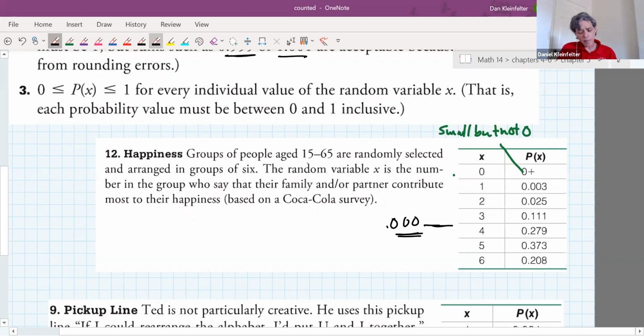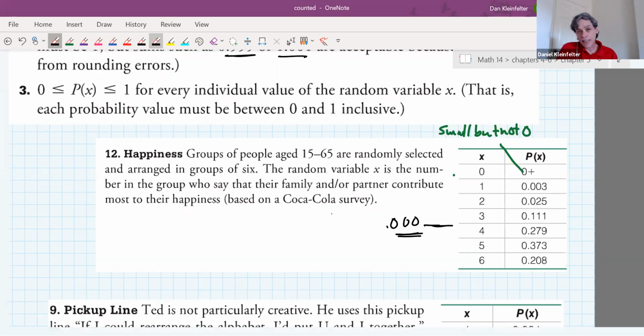We have a group of people, a bunch of people between ages 15 and 65. We've put them into groups of 6. Okay, picture there being some big room that has round tables in it and 6 people sitting at each table. Okay, so there's 6 people at each table.